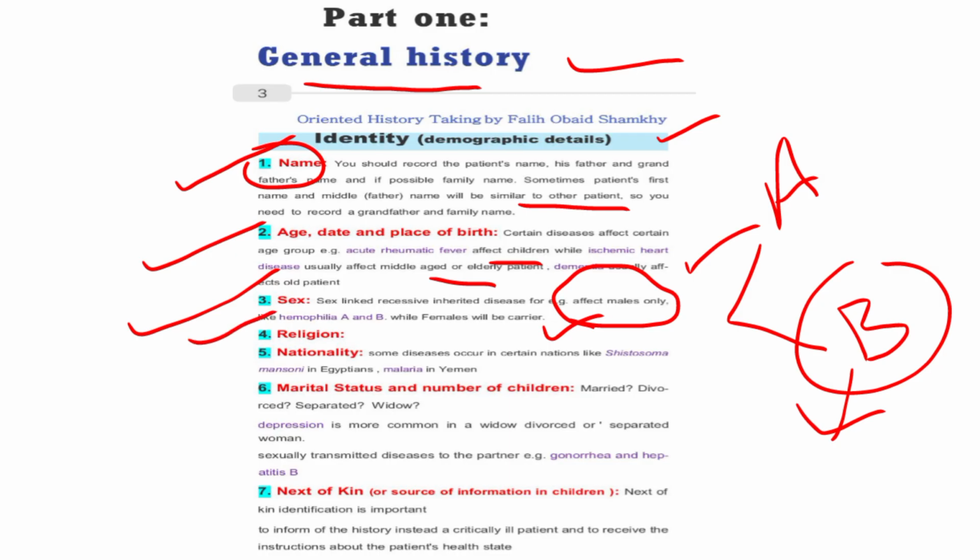Next, we ask the patient's religion. Nationality is also very important. Some diseases occur in children, like Schistosoma mansoni. What is this? It is a waterborne parasite of humans.